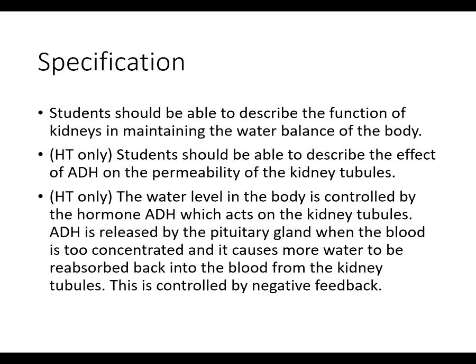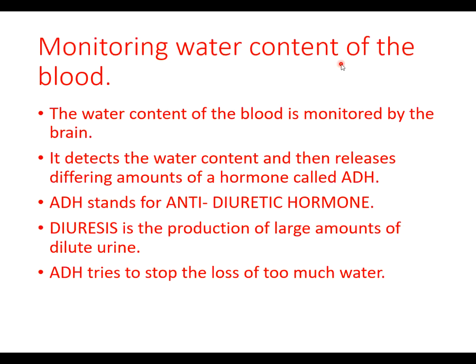So what we're going to look at specifically today is how the kidneys maintain the water balance of the body. We're going to be looking at this hormone here, called ADH, which stands for anti-diuretic hormone, and we're going to be discussing its function. Again, this is a classic homeostatic mechanism involving negative feedback. We've got a normal level, that normal level changes, and then mechanisms are put in place to put that state back to normal.